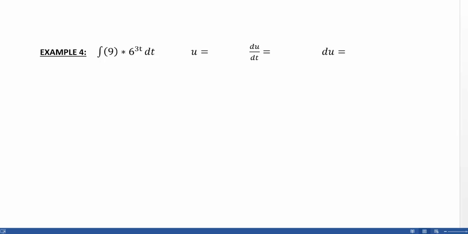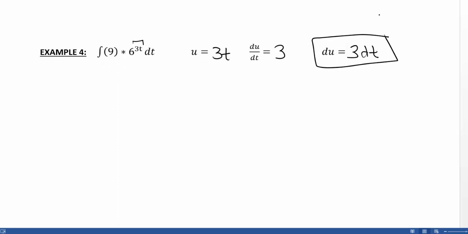So here, we have 6 raised to the 3t. So our u is still going to substitute in for the power, but now it's the power of 6. So 6 is raised to the 3t, so my u is 3t. My du dt, my derivative of 3t, is 3. So du is 3 dt.